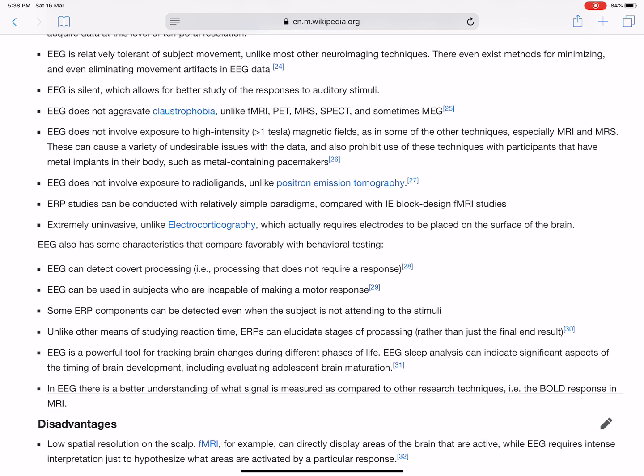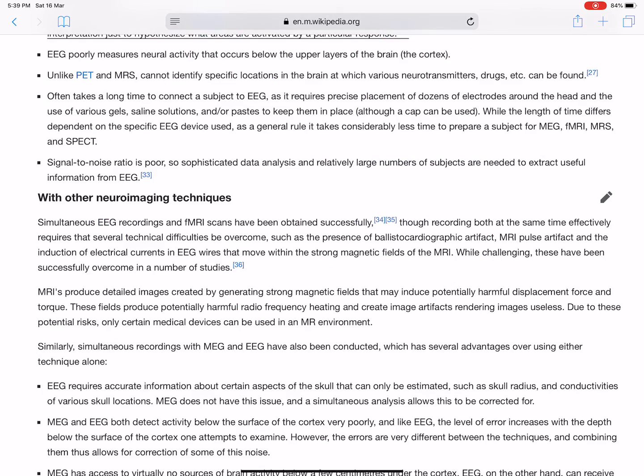Disadvantages: low spatial resolution on the scalp. fMRI, for example, can directly display areas of the brain that are active, while EEG requires intense interpretation just to hypothesize what areas are activated by a particular response. EEG poorly measures neural activity that occurs below the upper layers of the brain, the cortex. Unlike PET and MRS, it cannot identify specific locations in the brain at which various neurotransmitters, drugs, etc. can be found.